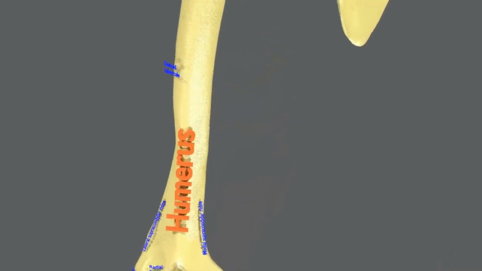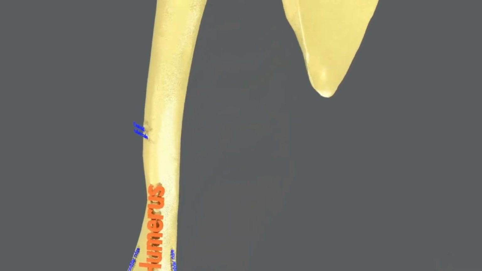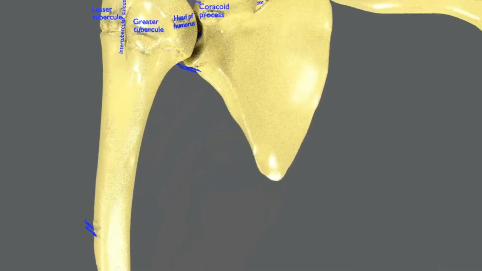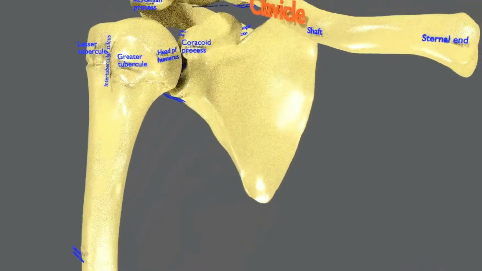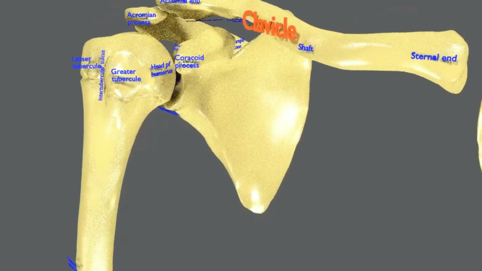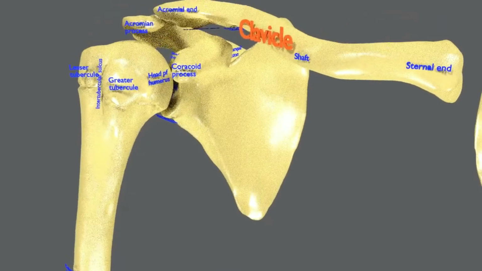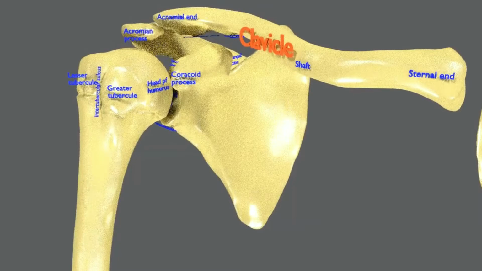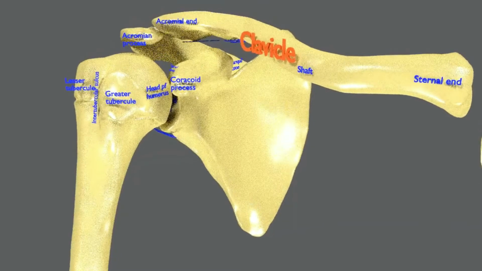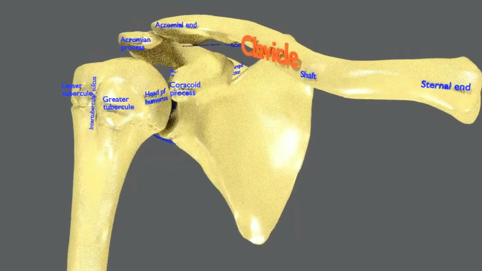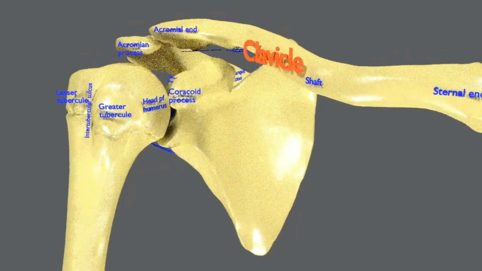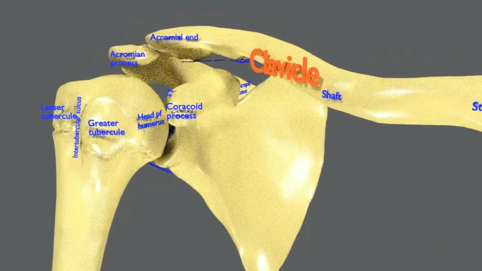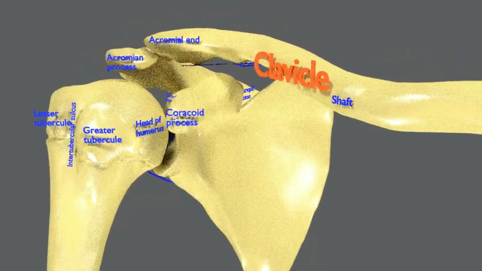Moving superiorly, you can see the deltoid tubercle on the lateral side of the humerus. The shoulder joint is now seen, which is a ball and socket type of joint formed by the articulation between the glenoid cavity of the scapula and the head of the humerus. So it is also called the glenohumeral joint. The upper end of the humerus is seen with the following parts: the head, greater tubercle, lesser tubercle, and the intertubercular sulcus.